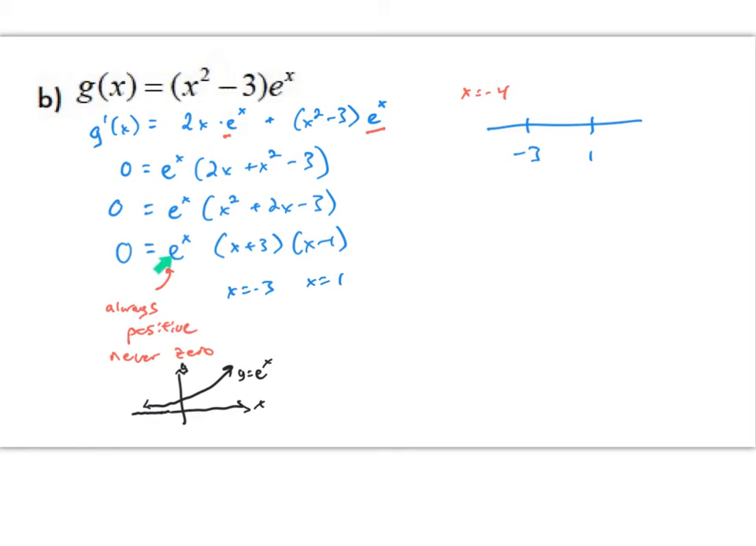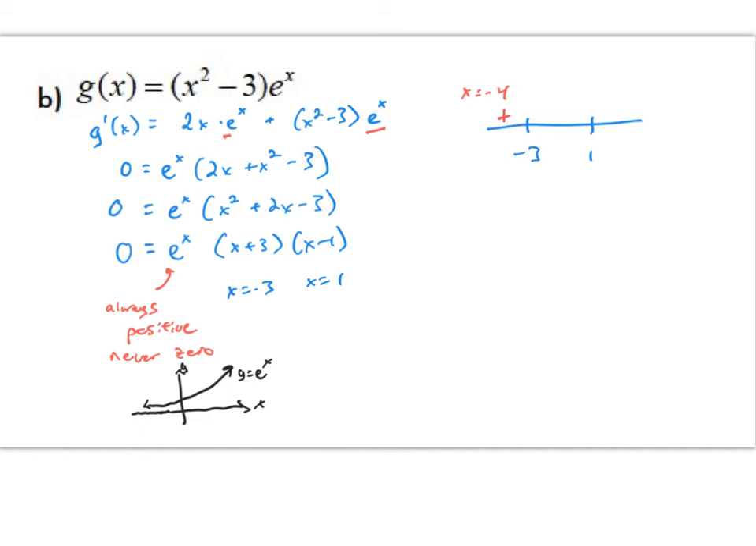So if this part right here is always positive, and I plug in -4 here, that's going to make this term go negative. And -4 minus 1 is going to make that go negative. So I'm going to have something that's negative, and a positive. And look, they're all being multiplied together. So a negative times a positive is going to end up with a positive value left of -3.